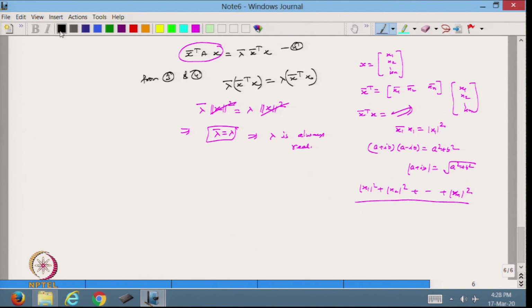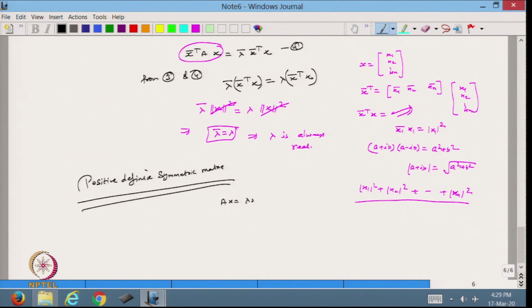After that, I will define the term positive definite. Positive definite, and that matrix is already symmetric. Positive definite symmetric matrices, because the matrix A is already symmetric and I am discussing the positive definite. So, in this case, from here I know that A x is equal to lambda x.